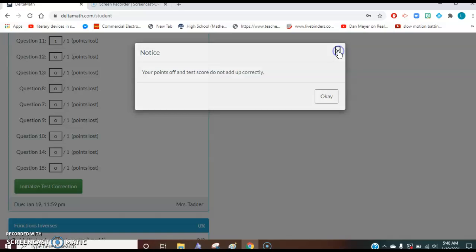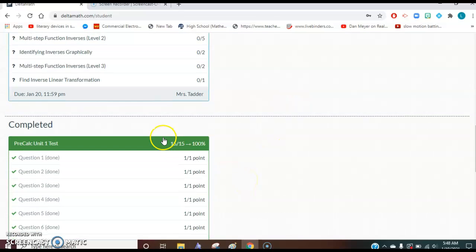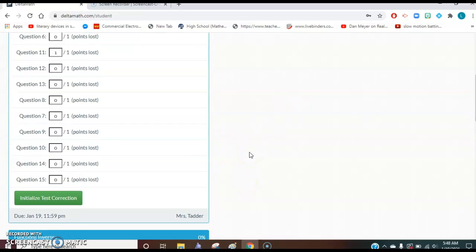Oh, do you know what? It's not letting me do it because I didn't actually get any wrong on my test. But you should click that button. And then basically what it's going to do is for each question you got wrong, it's going to give you 3 problems. I think I have it set up where you can see the examples.